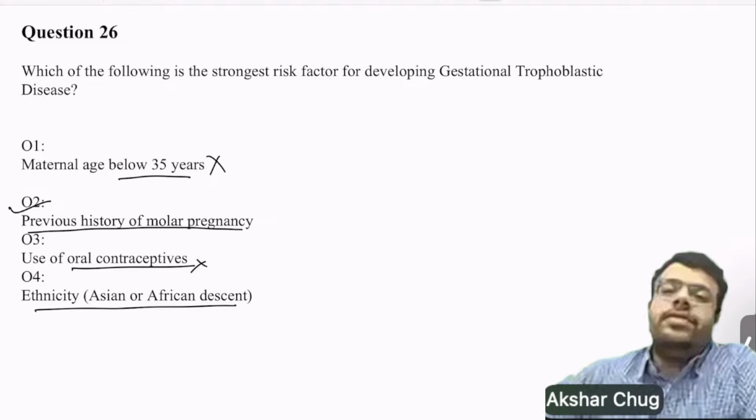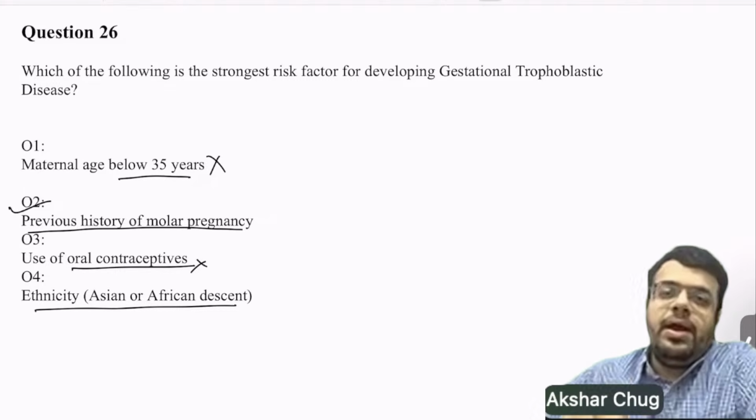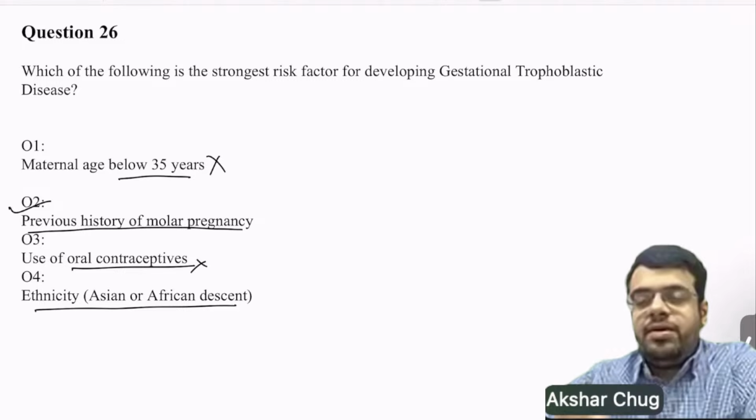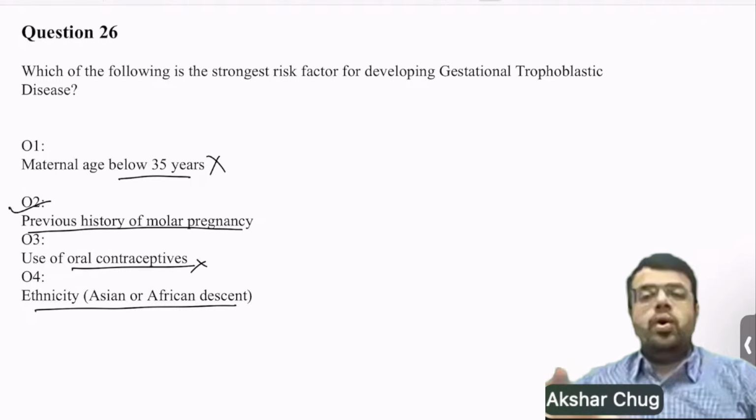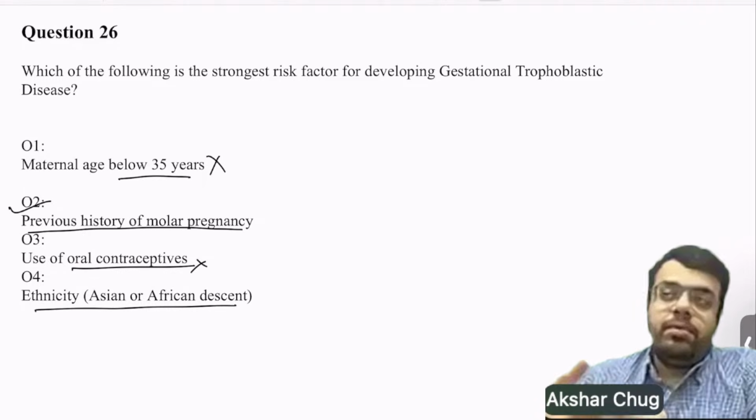So if there is one molar pregnancy before, it suggests a risk of 1 to 2%, whereas if there are more than one, like 2 or 3, the risk could also increase to 20 to 30%.